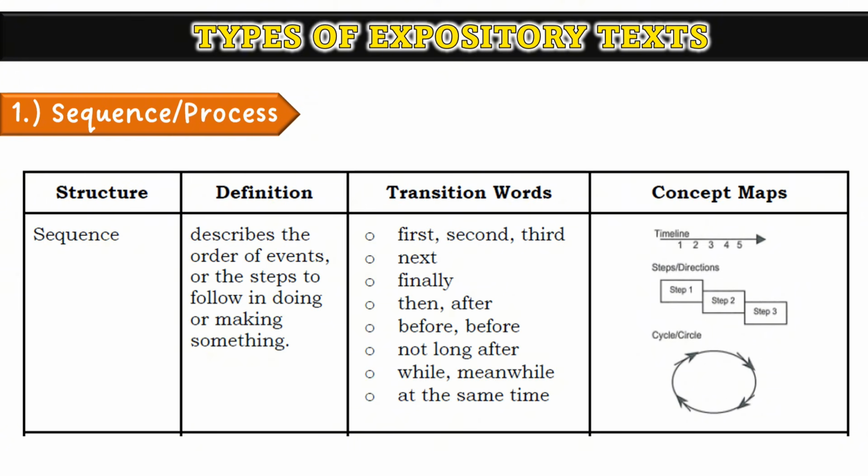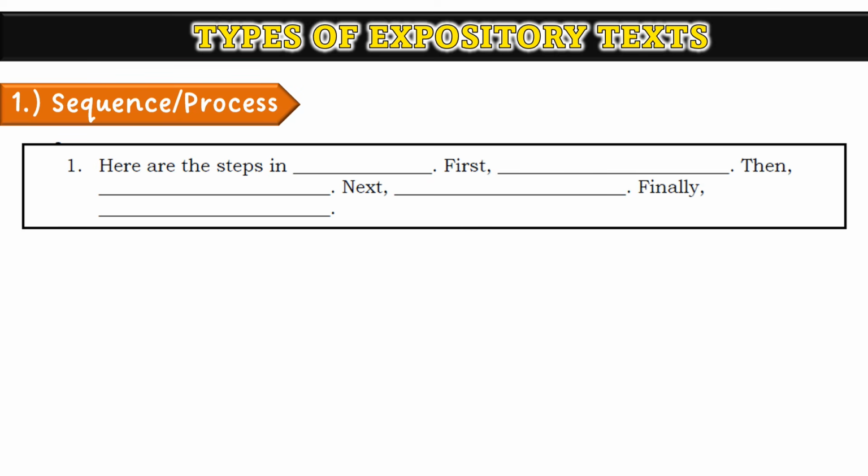These are the transition words we typically use for a sequence paragraph: first, second, third, next, finally, then, after, before, not long after, while, meanwhile, at the same time. Meanwhile, these are the concept maps utilized to present ideas and details in a sequence paragraph. Moreover, here is a sample frame or template used to compose a sequence paragraph.